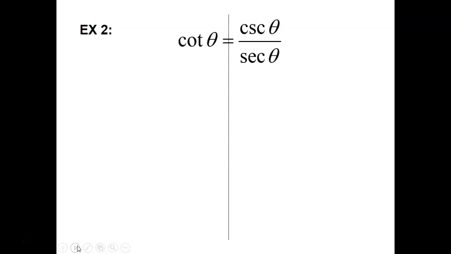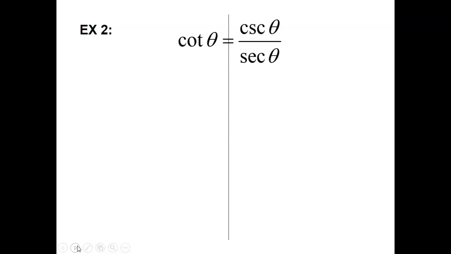Cotangent theta equals cosecant theta over secant theta. Alright, so, I can't factor, I can't multiply, because there's nothing to factor or multiply here. I can't replace with trig identities, really. Well, I guess I could in a way, but not anything like sine squared plus cosine squared, not our Pythagorean identities. So, a good strategy on this might be to change everything to sine and cosine.